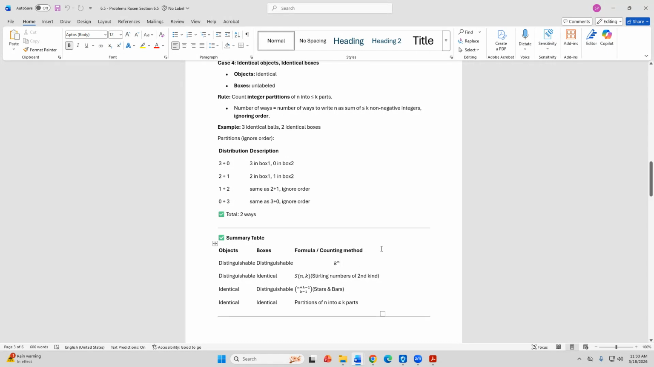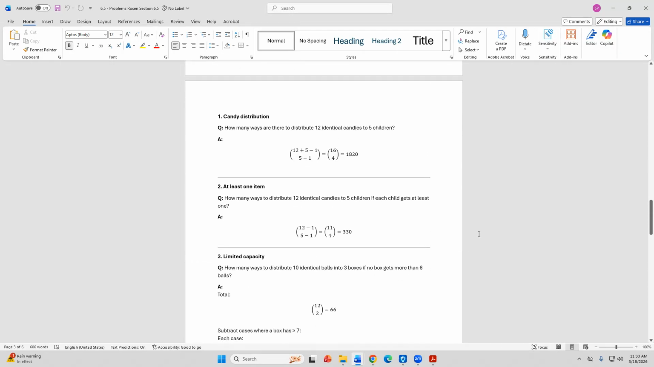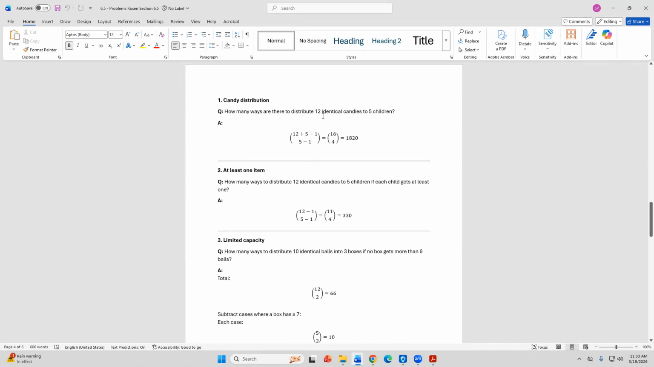And that could make the difference between a C and a C+. So I put it on you. How many ways are there to distribute 12 identical candles to 5... always children. It's always children.